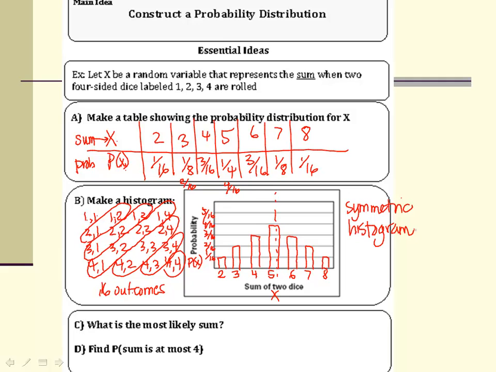Now looking at my bar graph, what is the most likely sum? Well, which is the highest number in our bar graph? As you look at this, the most likely sum is to get a 5. Now we want to know in D, what's the probability that your sum is at most 4?